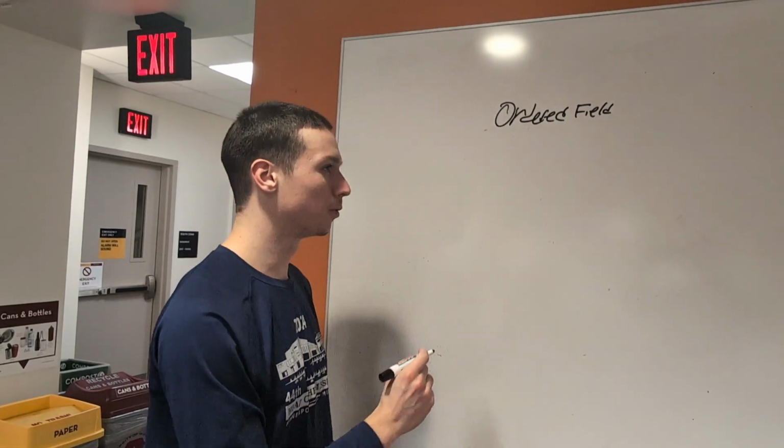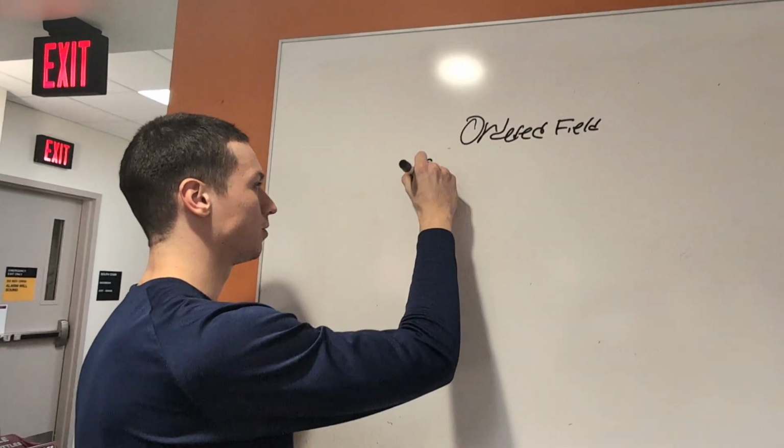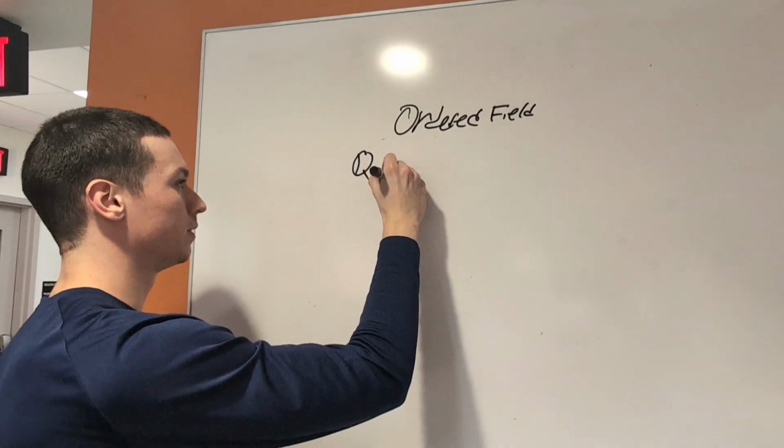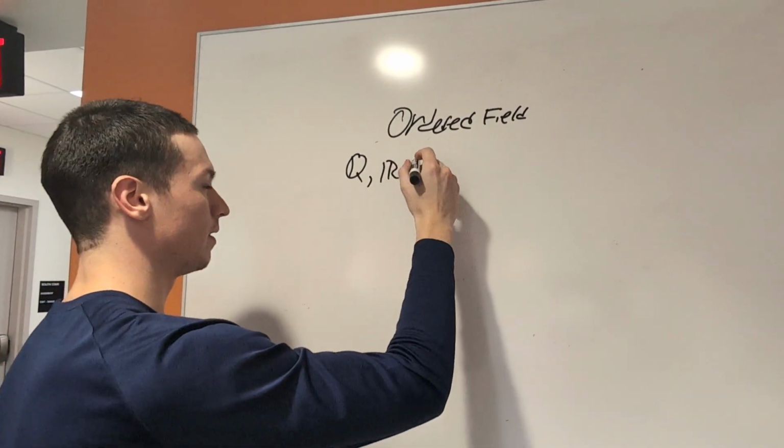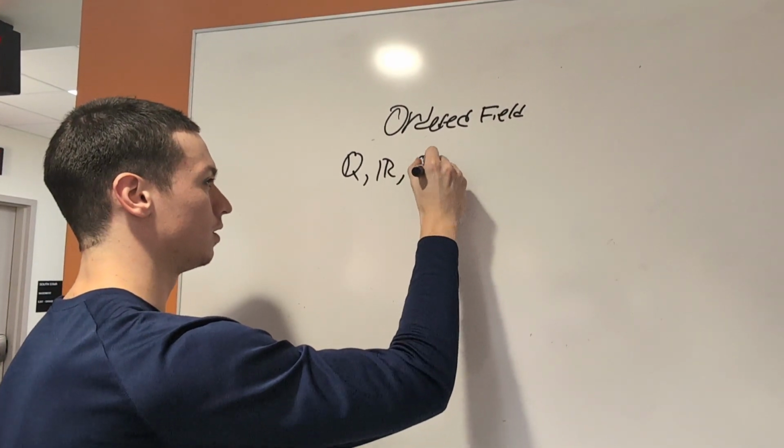An ordered field is a field that has an ordering. Some examples of ordered fields include the rational numbers, the real numbers, and the set of rational functions.